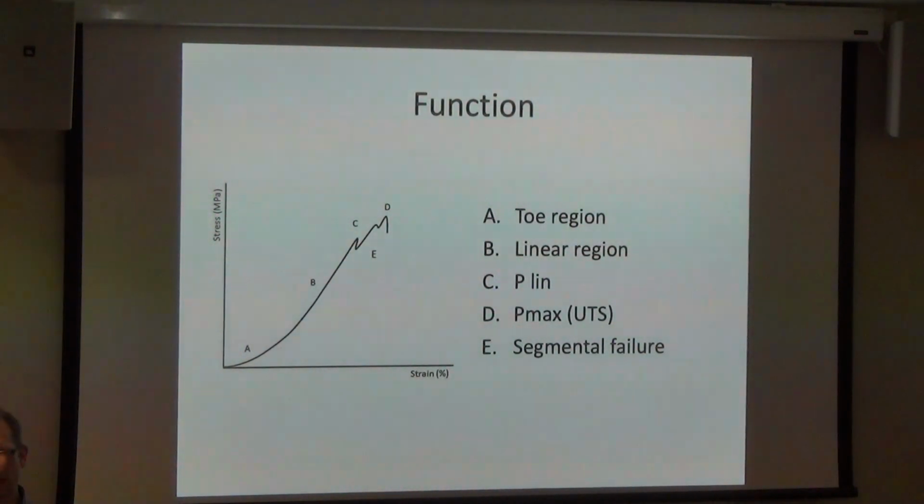So you get this segmental failure until you get D, which is P max or UTS. Ultimate tensile strength. Exactly, and that's where every single fascicle, fibril, fibre, collagen molecule has gone. They've all individually said, I can't take any more, Captain, and then just failed. Okay. So yeah, you need to be able to draw that pretty quickly and succinctly.